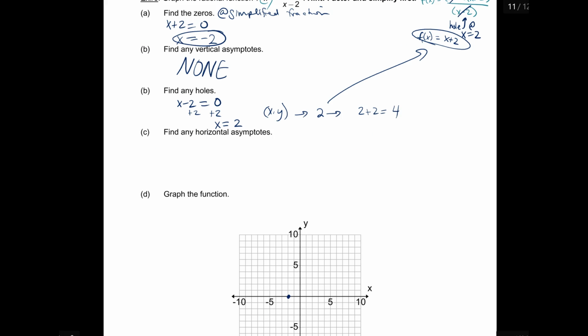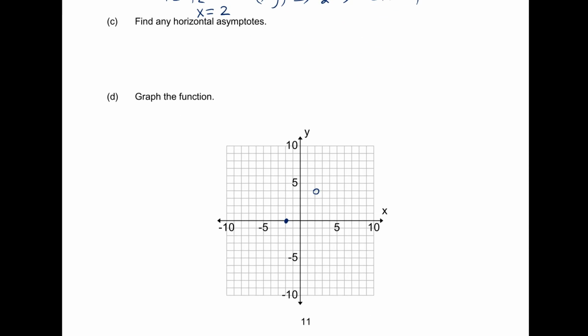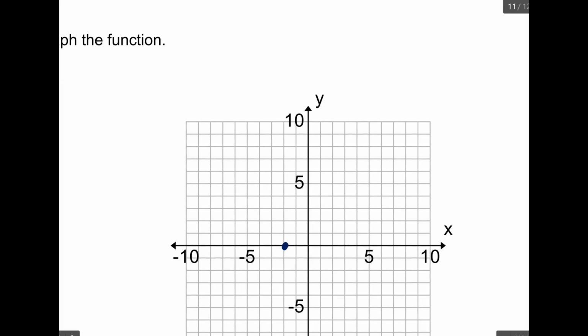Okay, so let's go down here. 2 comma 4, make a little circle for a hole. Are we there so far? So I plugged it back into the simplified function. The simplified function was x plus 2. So I'm taking the x value of my hole, plugging it in to see what the y value should be. Huh? 2 comma 4. All right, let me make that a smaller hole. Okay, here we go.